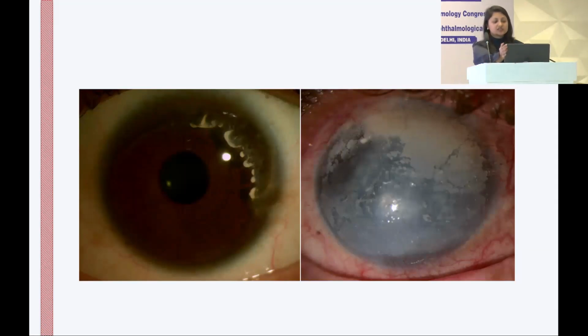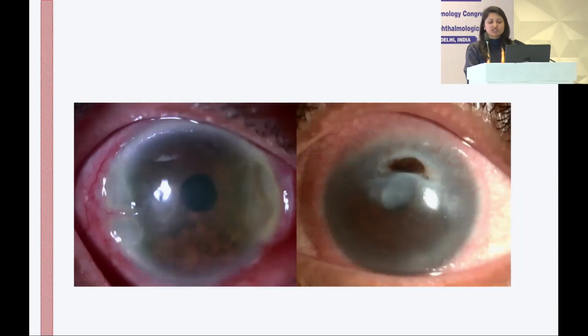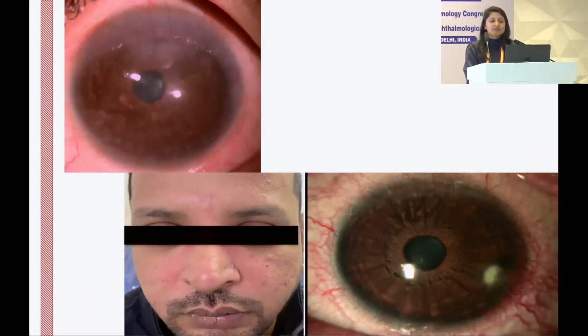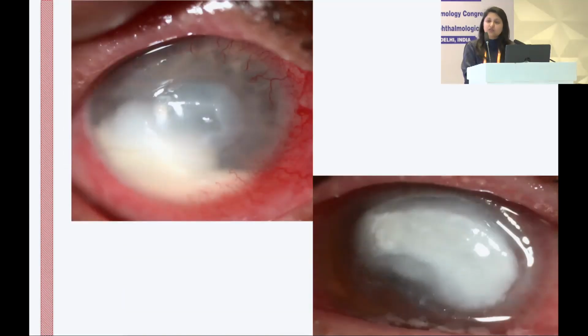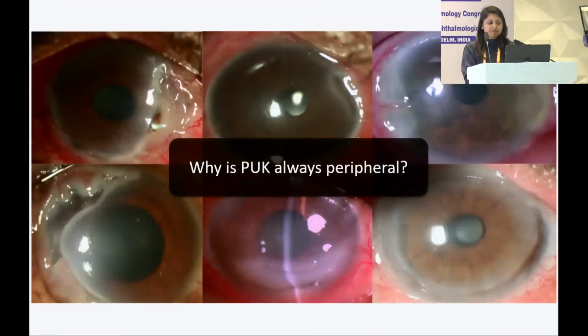Peripheral lesions can range from Terrien's marginal degeneration to accumulation like a BSK, other PUK and perforations. They can be a pannus, they could be a marginal keratitis. We've seen a lot of peripheral lesions. So what's special about a peripheral ulcerative keratitis? The words ulcerative and keratitis are in the name. Ulcers can be both peripheral and central. So what's different? Why is PUK always peripheral?